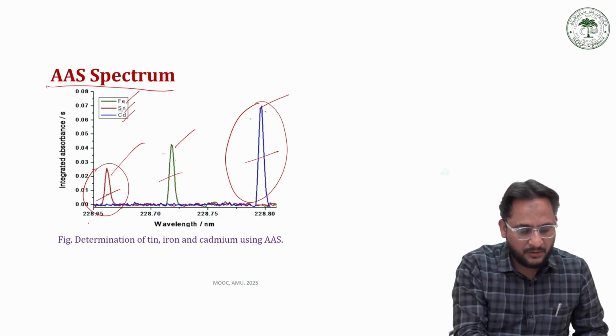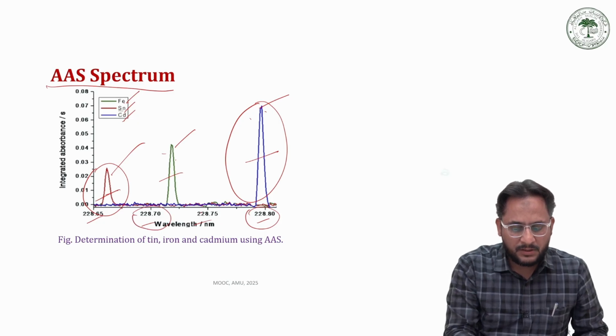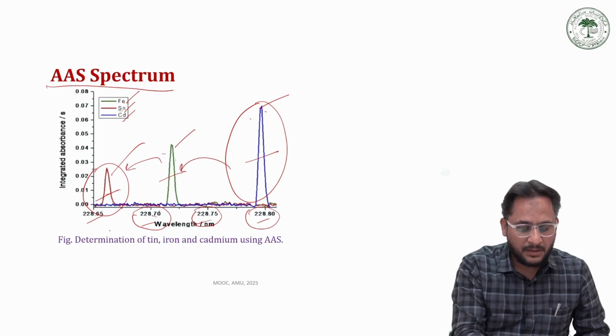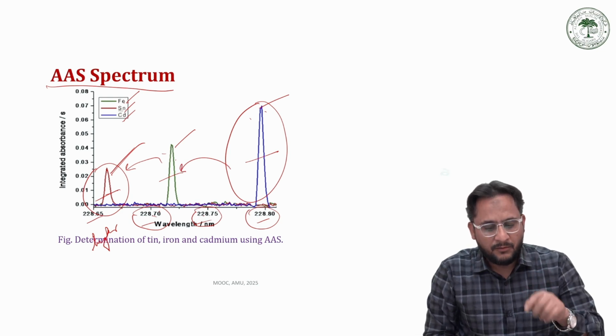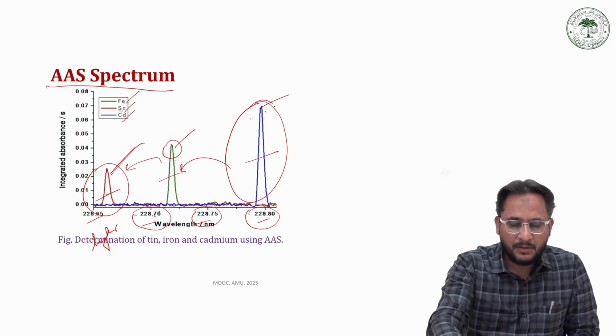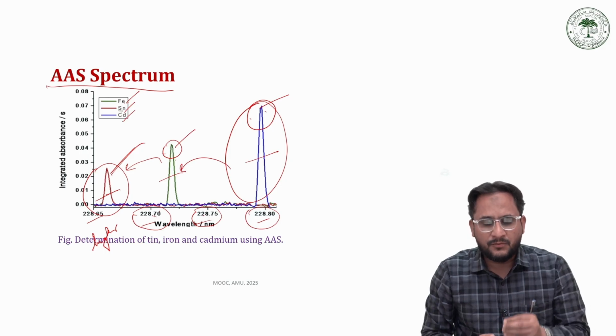And further, on the basis of the wavelength at which they are coming, this one is at 228.8, while this is coming from around 228.70 to 228.75. The wavelength is lower this side. This means higher energy. So this particular spectrum absorbs higher energy, while this spectrum of iron absorbs moderate energy, and finally cadmium. In the case of cadmium, the energy required for this particular absorption was lowest among the three.